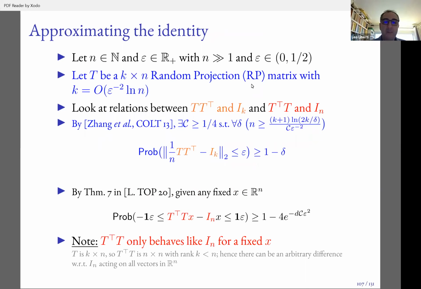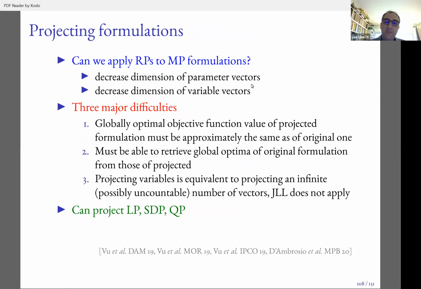Right. So let me skip this slide. In fact, I just want to attract your attention, but not talk about the fact that you can apply random projection to mathematical programming formulations. And I've worked out how to project linear programming, semi-definite programming, and quadratic programming up to a certain extent. Okay, so you can look up these references. I'm not going to use them in this talk.